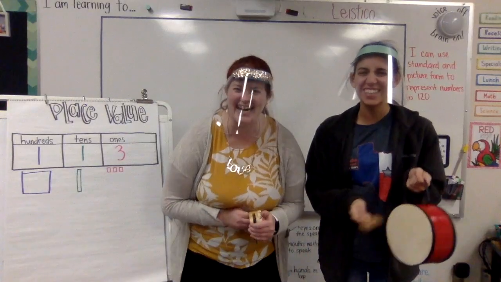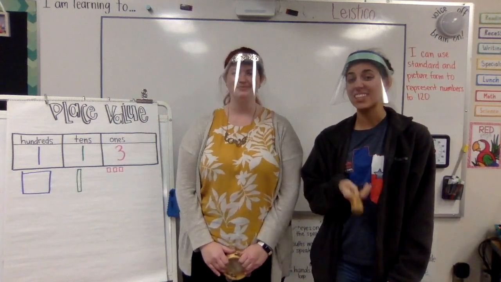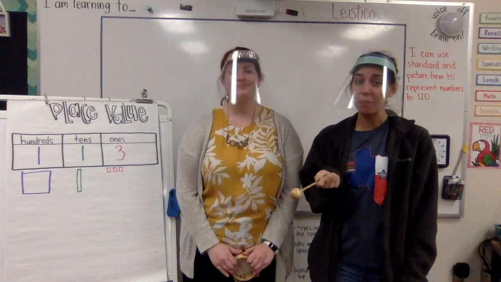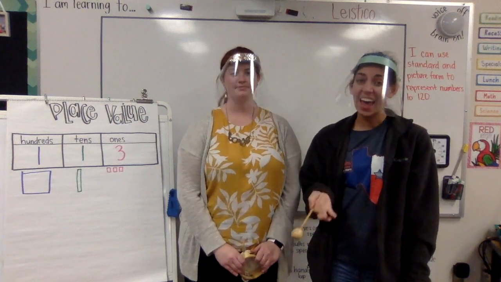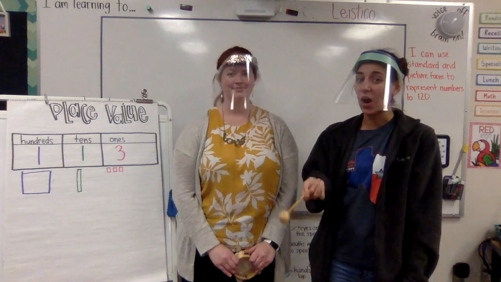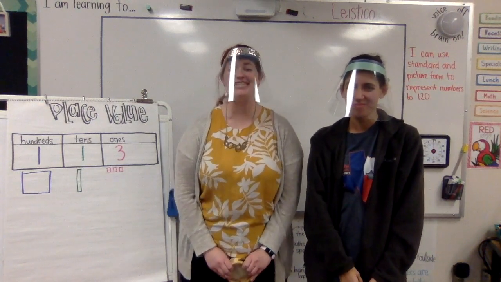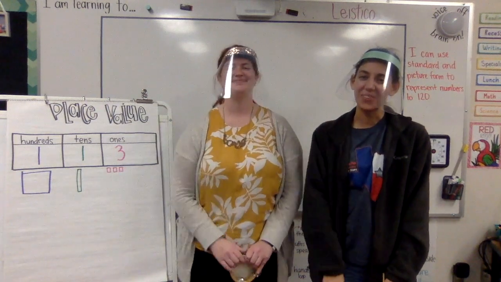It's your turn! On Seesaw, you are going to have a number in standard form, and you're going to have to color in the correct number of base 10 blocks in order to show the picture form of the number, and then tell how many hundreds, tens, and ones are in the number. Make sure you pay close attention to those digits in the standard form. And make sure you push that green check mark when you're done.